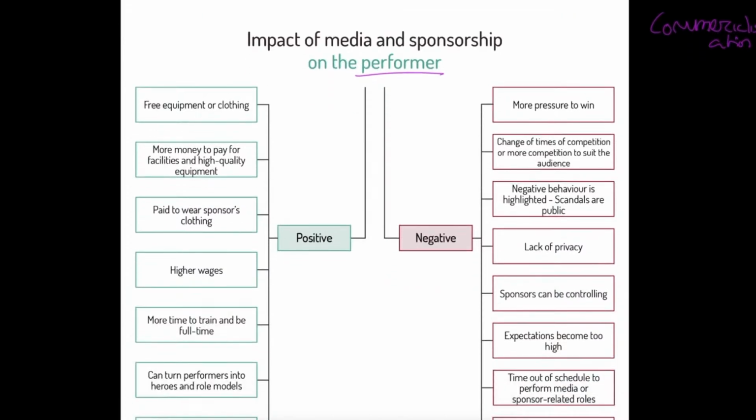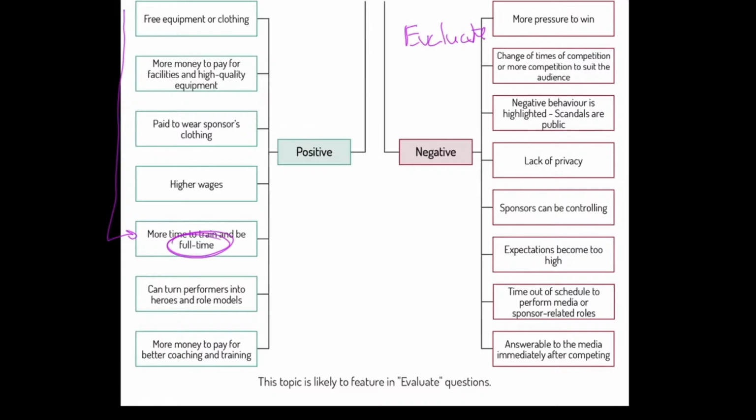Performer first. We must evaluate, folks. So this is designed to be an evaluation, and we're given strengths and weaknesses, positives and negatives. Why is it good for the performer? Equipment and clothing, more money to pay for facilities and equipment. They're paid to wear sponsors' clothes. They receive higher wages. This is one of the most beautiful points here: all of that leads to them being able to be full-time, and that makes them better athletes, which in turn means they can receive more sponsorship.